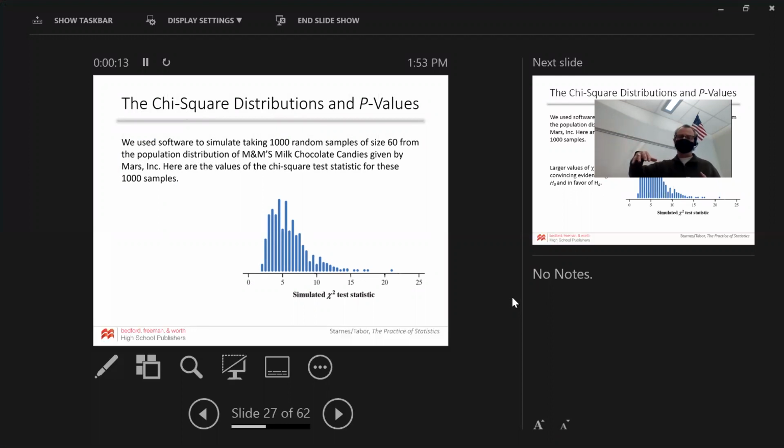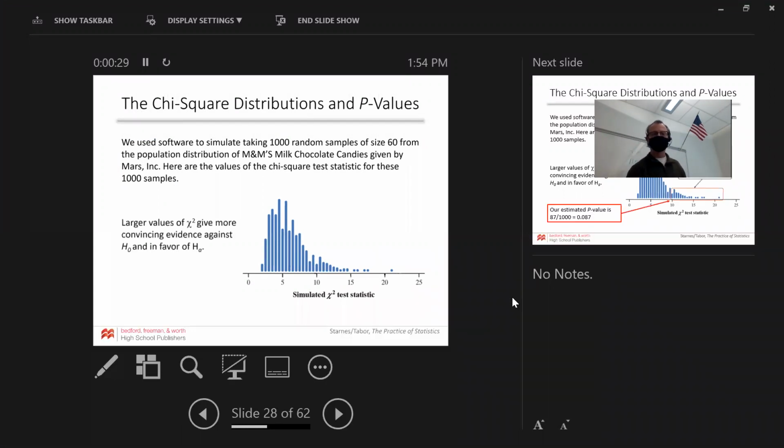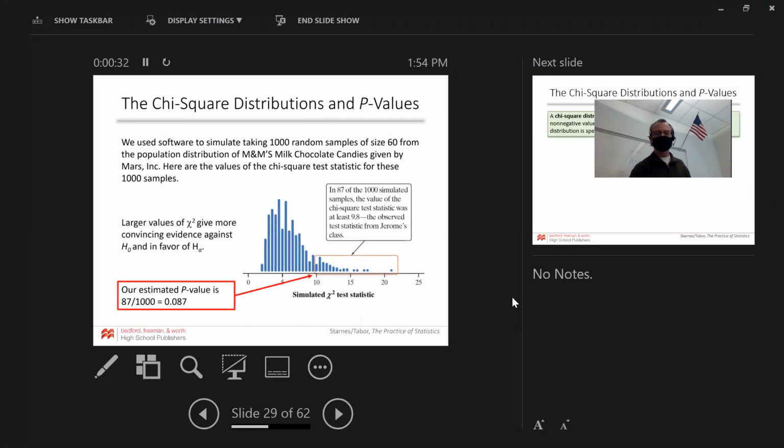Back to the M&M's problem. Remember the M&M's, there were 60 M&M's, and they did 1,000 samples. They did a simulation. Each of those 1,000 is a dot. And then here's what this looks like from the simulation. What did we get? We get a p-value. That's already given to you, the p-value. We got a p-value of 0.087. The p-value gets compared to the alpha level. It's bigger than 5%, so we would fail to reject this.